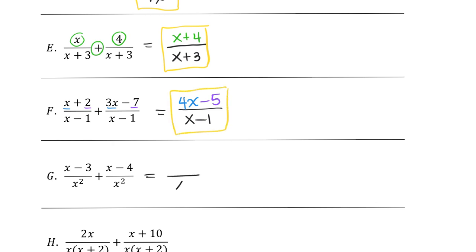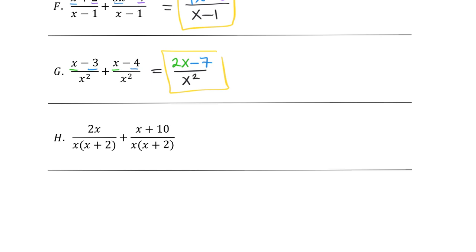Okay, common denominator is x squared. Okay, let's add the like terms. X plus x is 2x. And if I do minus 3 plus minus 4, I get minus 7. So 2x minus 7 over x squared is my final answer.